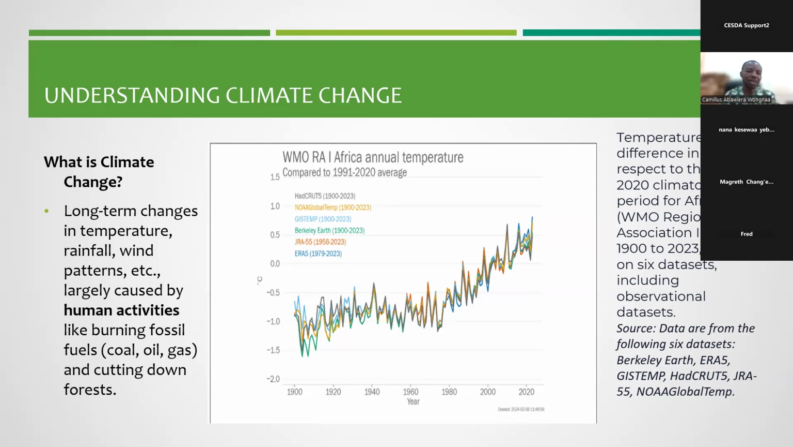So basically, we are talking about long-term changes in temperature, in rainfall, and wind patterns, largely caused by human activities. And that is where you and I come in. If the climate change we are experiencing is as a result of human activities, then it means that if we are able to identify these human activities, and then we are able to modify them or adjust them in a certain way, then we should be able to contribute to managing climate change. Basically, when we talk about human activities, in most cases, we are talking about the burning of fossil fuels. And that has been the greatest cause of climate change.